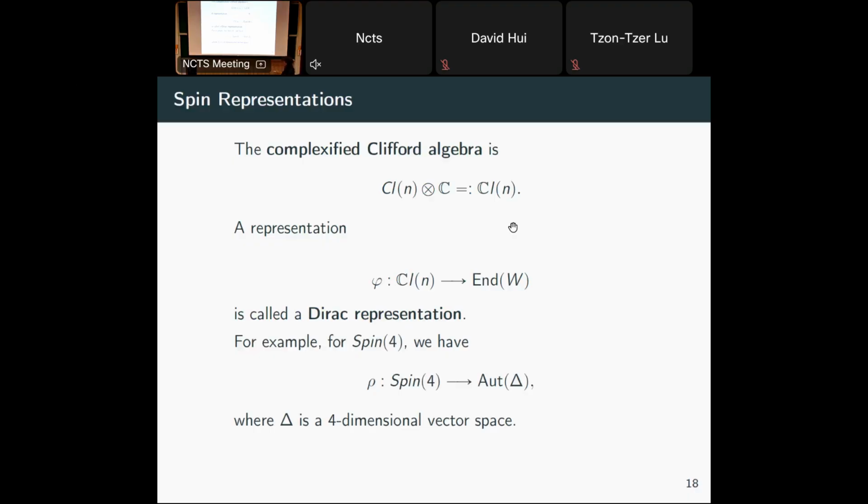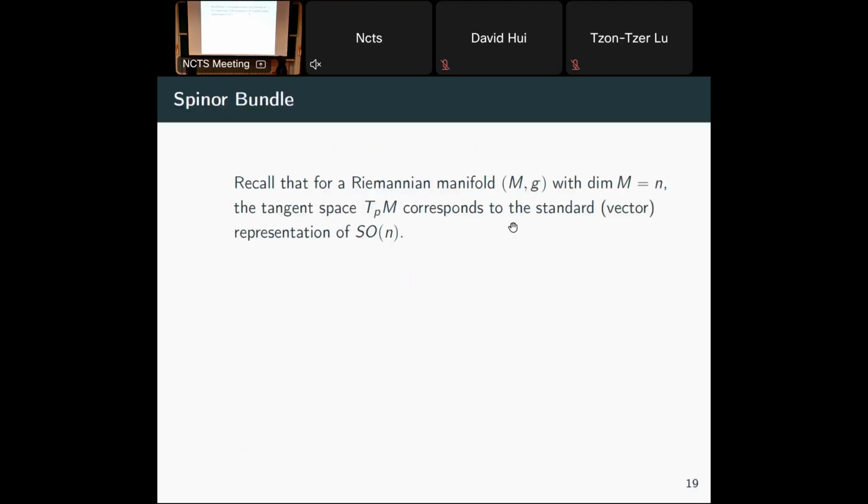So let's consider an example. If you consider Spin 4, then the spin representation is a 4-dimensional vector space. You can identify it with C2 or even the quaternions H. And an element of this vector space, we'll call it a spinor. So there's something called a spinor bundle.